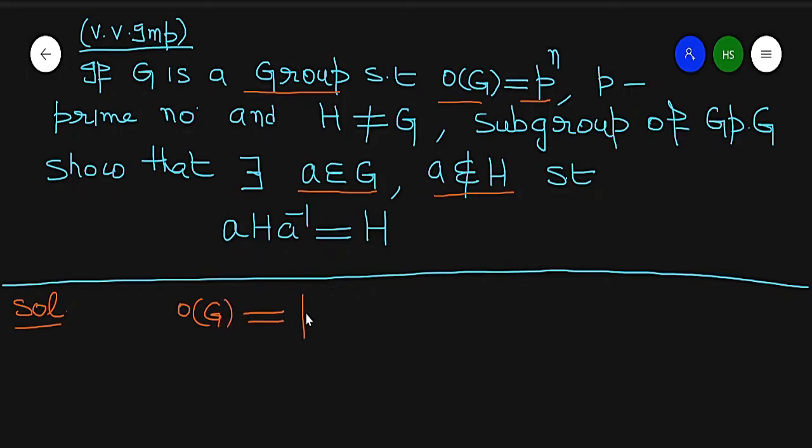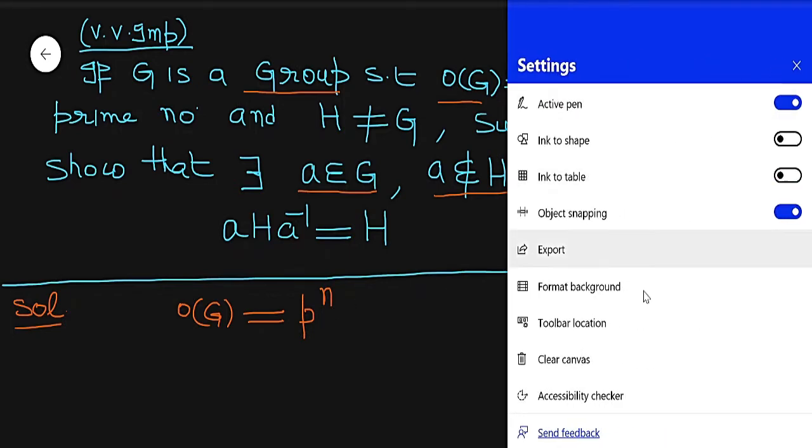It is p raised to power n. Now we shall prove it with the help of induction. So first I take n equal to 1. To prove this result, I take n equal to 1. So it implies the order of G is equal to p.